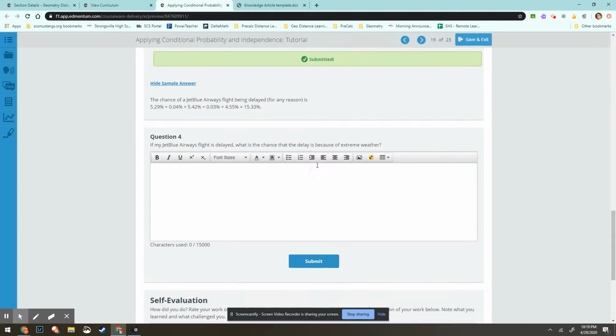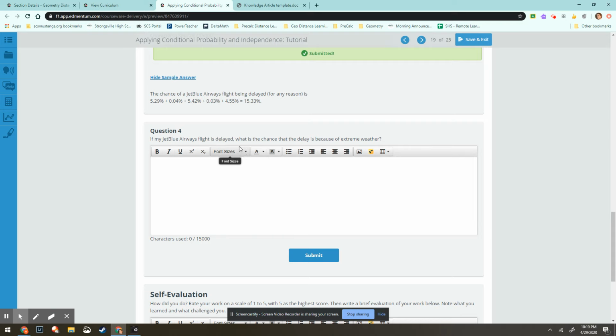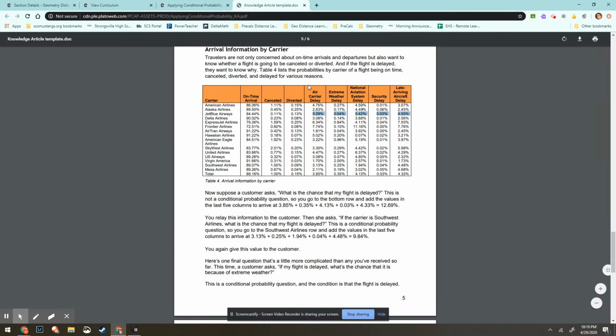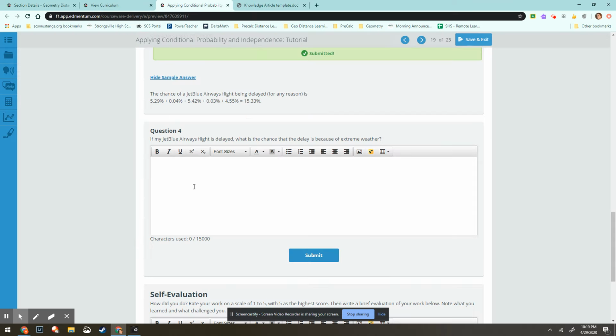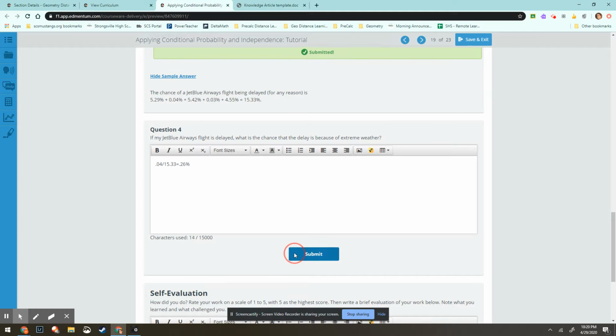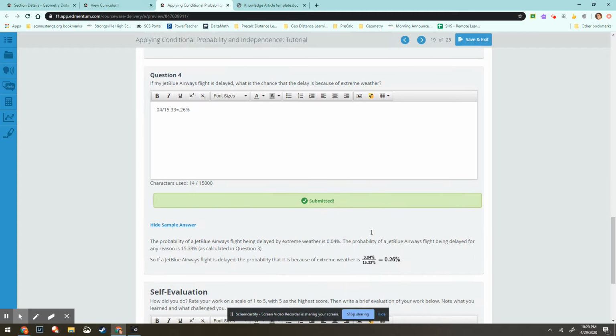Okay? Now, given that my JetBlue Airways flight is delayed, what's the chance it was because of extreme weather? The extreme weather is 0.04. So what I'm going to do is 0.04 divided by 15.33. That will give me 0.26%. So the chance of it happening because of extreme weather is pretty slim.